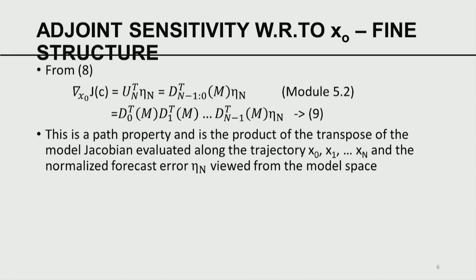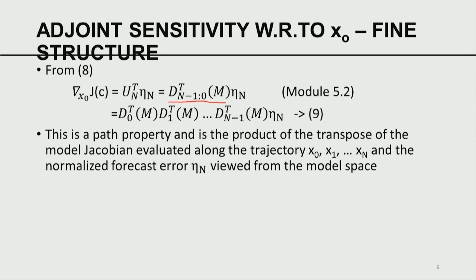Now please remember that from 8 we already know that Un transpose is simply the product of the Jacobians along the trajectory.